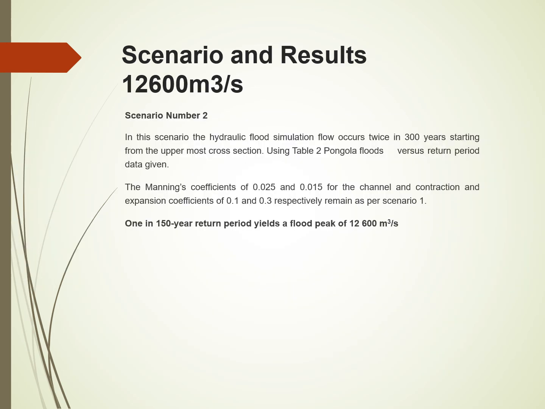In our second scenario, we had two conditions. The first one was for a 1 in 150 year flood peak of 12,600 cubic meters per second. This was also using Manning's roughness coefficients of 0.025 and 0.015 for the channel, and contraction and expansion coefficients of 0.1 and 0.3 respectively.